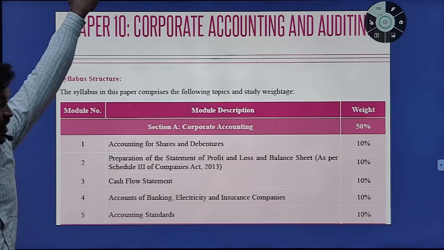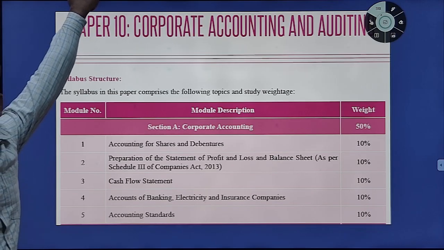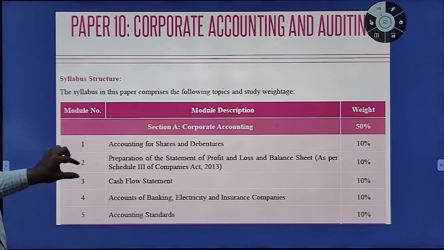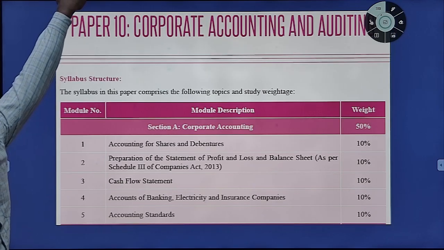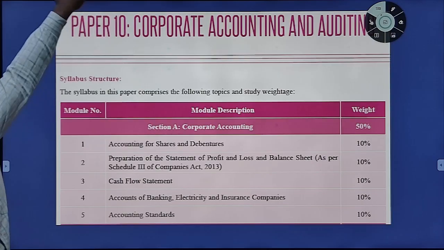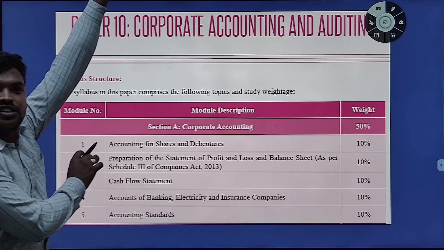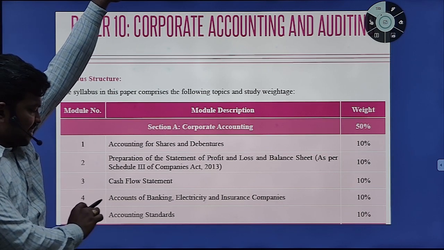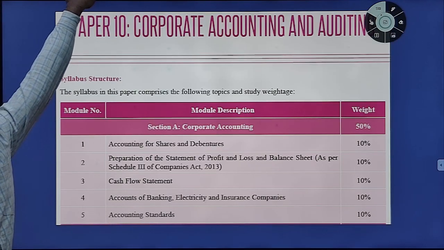Next, cash flow statement. This is also a financial statement. You can consider both of them as financial statements. On financial statements, we have two different chapters. This is basically the journal. They may ask you ledger also here. Then you have financial statements, and then you have accounts of banking, electricity and insurance companies.